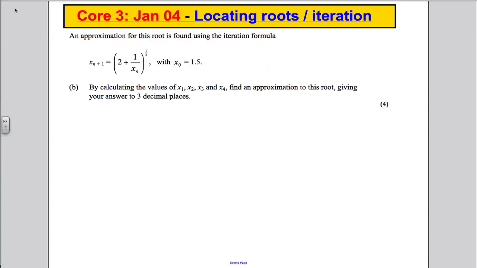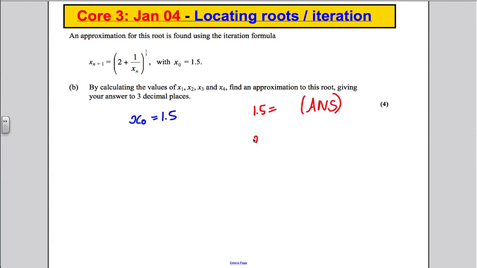Simple as that. Part B, an approximation for this root can be found using the iterative formula. By calculating x1, x2, x3, x4, find an approximation to this root. We're told that x0 is 1.5. Remember how to do this on your calculator. Type in 1.5 equals, and that puts it as the answer function.